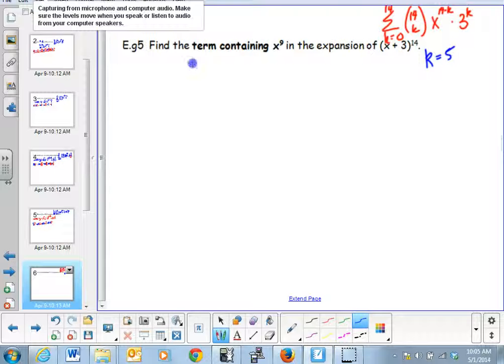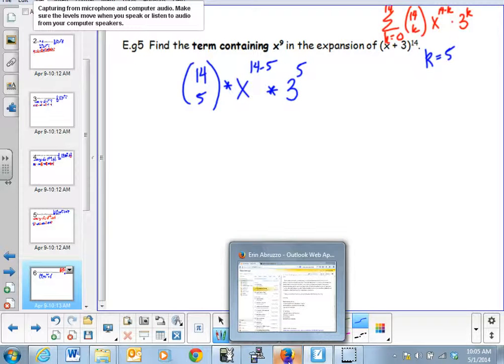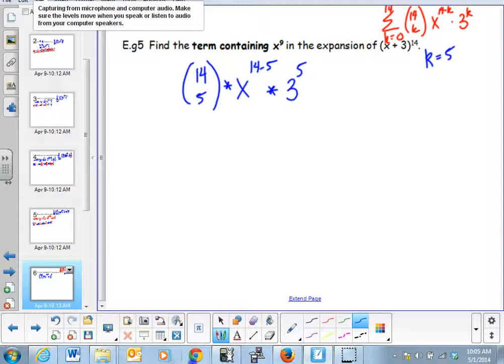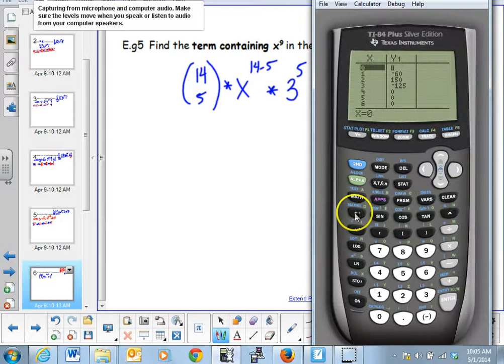So if k is 5, that means if I take my general form and put a 5 in for k, I get 14 combinations taken 5 times, x to the 14 minus 5, which will be 9 of course, times 3 taken to the 5th power. So on my calculator, I'm not going to worry about the x to the 9th because I know what that is, but I'm going to type in 14 combinations of 5 and then 3 to the 5th power because I don't really know what that is.